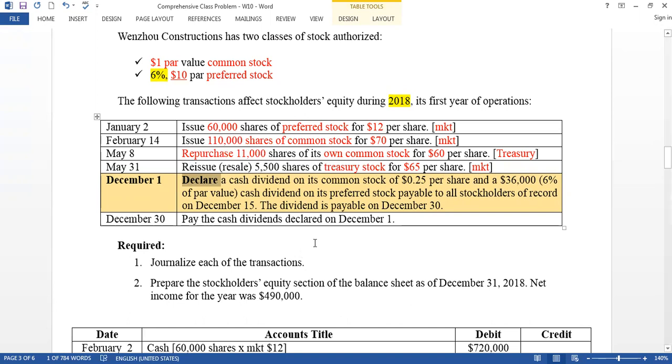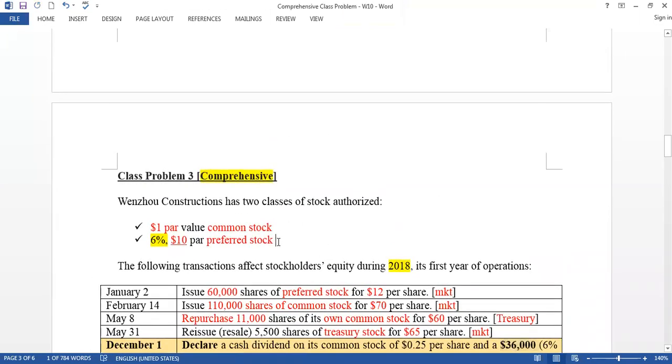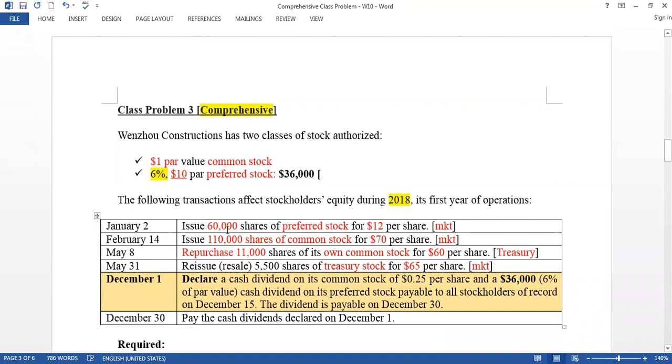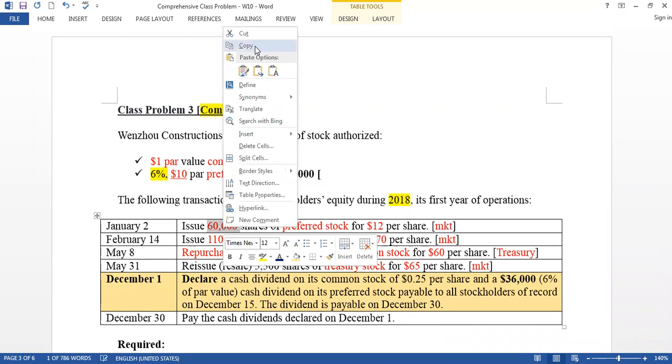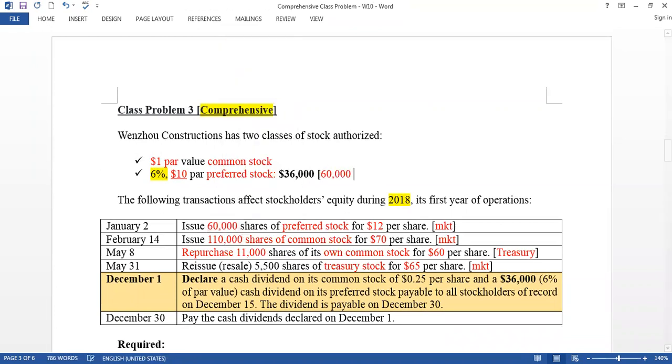They said preferred stock will receive a $36,000 dividend. How did this $36,000 come about? The company sold 60,000 preferred shares, right? What is the par value? Par value is $10, times 6% dividend. If you follow this formula, it equals $36,000.